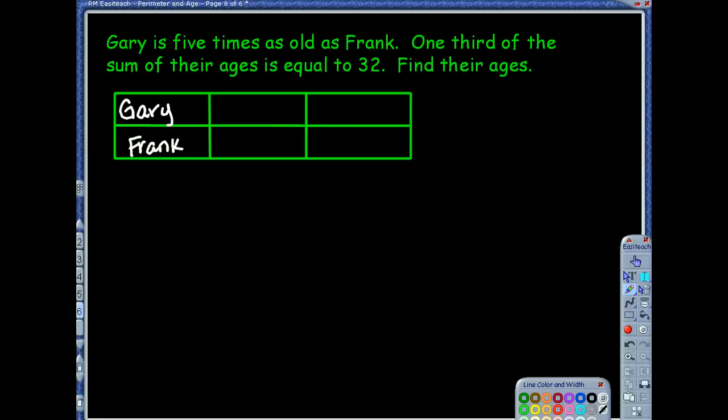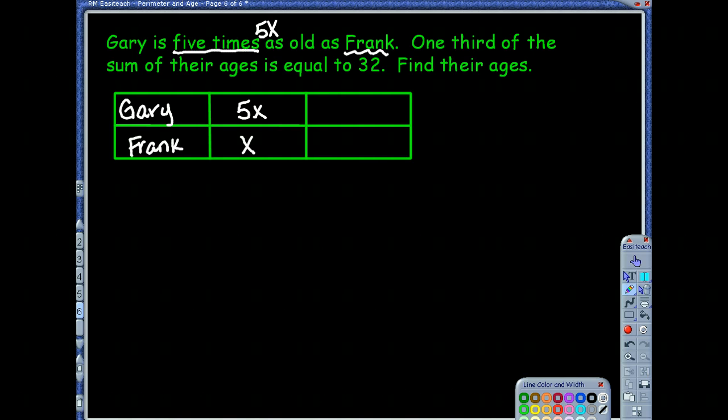Well, they do tell us something about Gary. Gary is 5 times as old as Frank. So right now, I don't know anything about Frank. So Frank will be my variable. Now, Gary is 5 times as old as Frank. So 5 times, and I called Frank x, would be our 5x. That's going to be Gary's age.